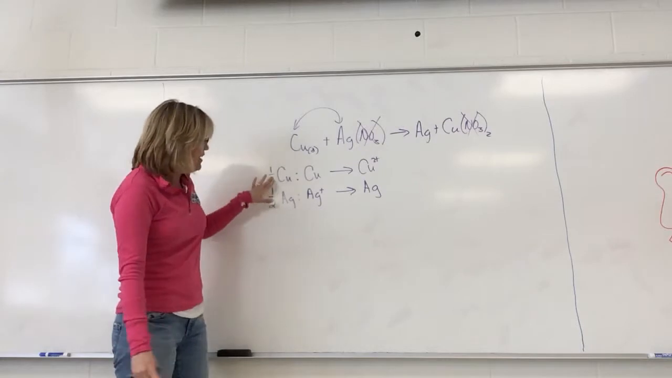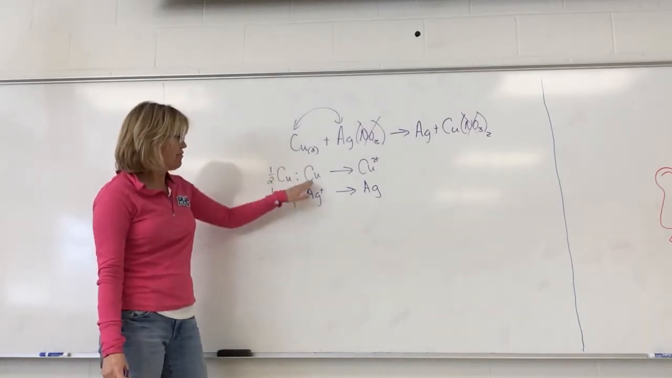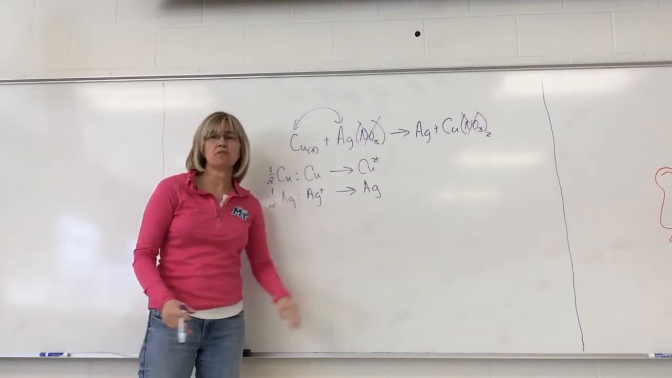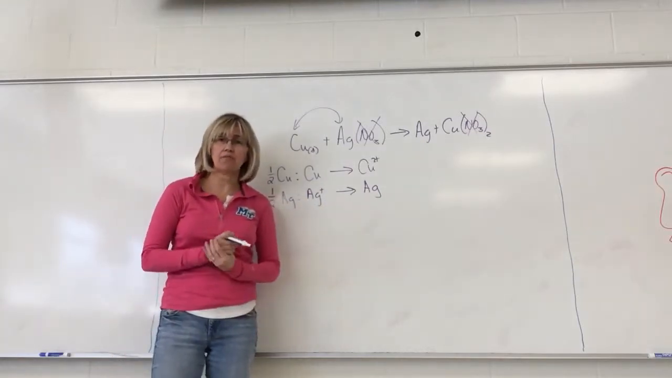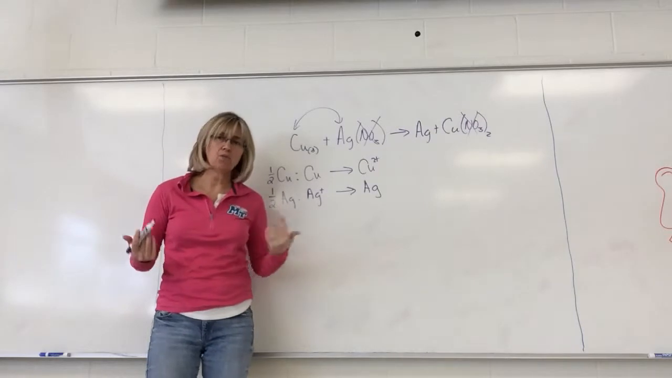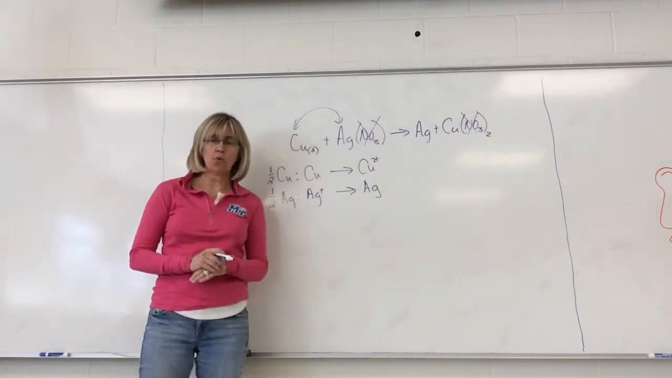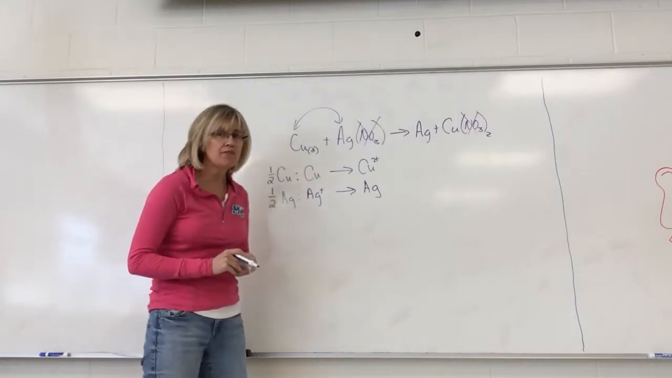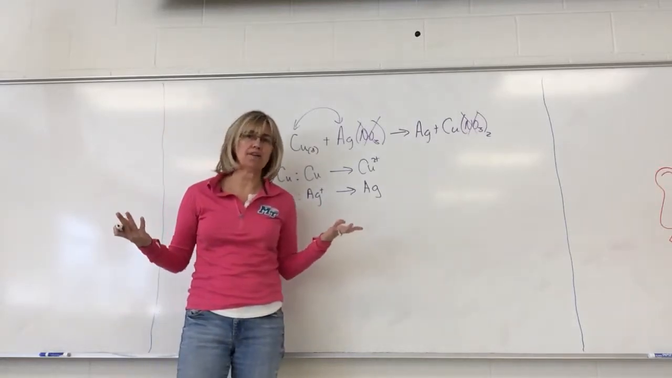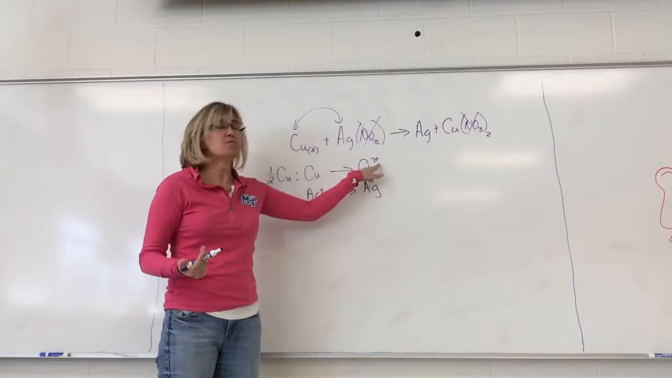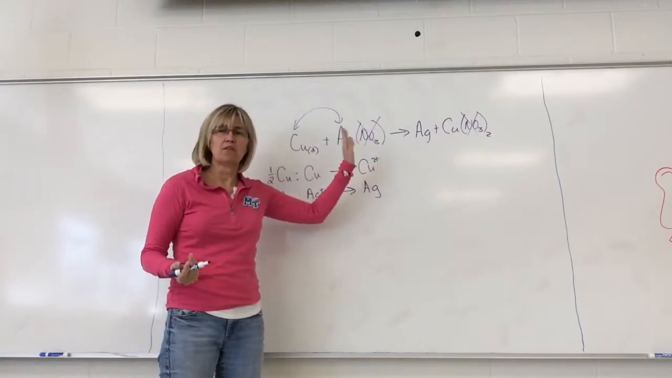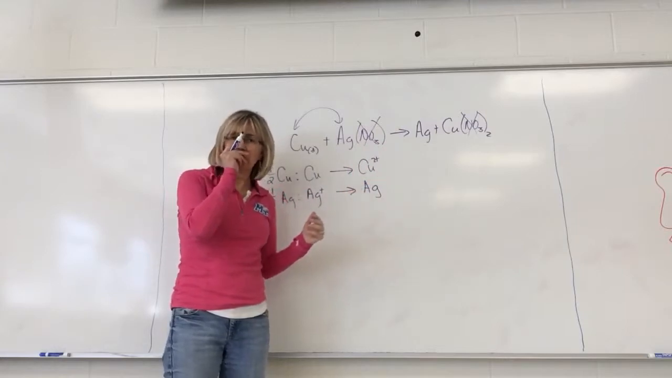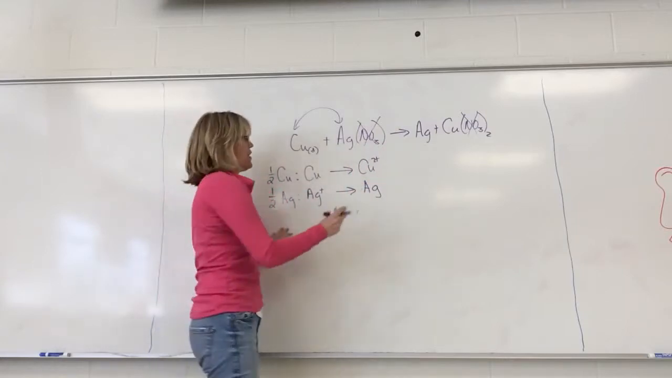Okay, so we've identified and shown in a half reaction what happened to the copper, in a half reaction what happened to the silver, and now it's analyzing it further. Which one was reduced and which one was oxidized? Well, if it's oxidized, it lost electrons. How do we know if it lost electrons? Well, the charge becomes more positive, doesn't it? If I lose electrons, then that ratio of protons to electrons will tip in favor of protons.